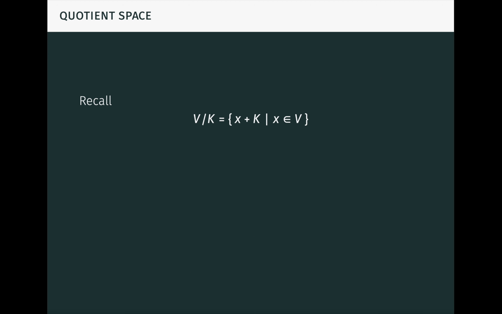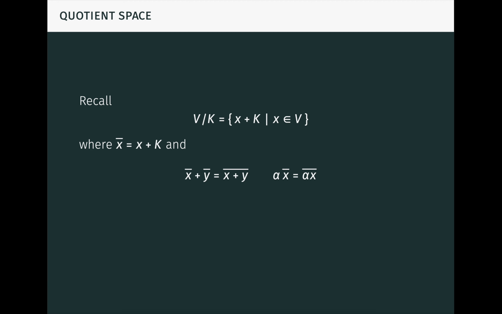If you've seen the quotient space before, you'll recall that it consists of the cosets of K in V, where the projection of X is just the coset of K containing X, and addition and scalar multiplication are defined so that projection is linear. If you haven't seen the quotient space before, well, now you have. You can verify that addition and scalar multiplication are well defined and make V mod K into a vector space, and that projection is linear with kernel K.